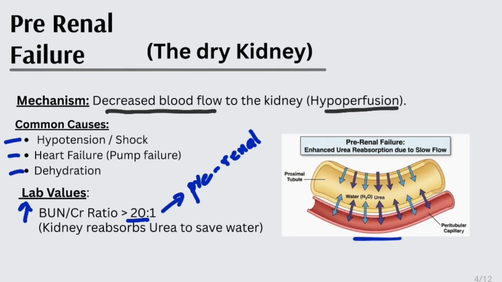This diagram shows how low blood volume increases ADH release, which enhances water reabsorption in the collecting ducts. Urea follows water passively and gets reabsorbed, while creatinine is not reabsorbed. That's why the BUN to creatinine ratio rises in prerenal acute kidney injury.